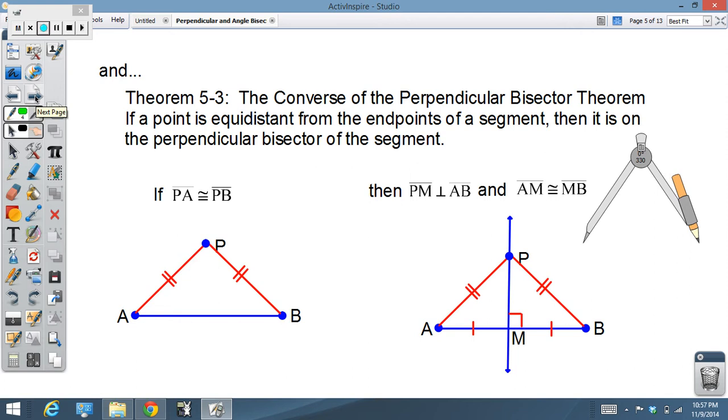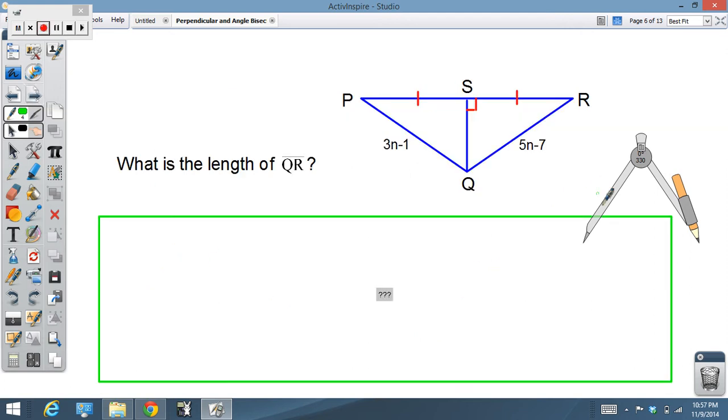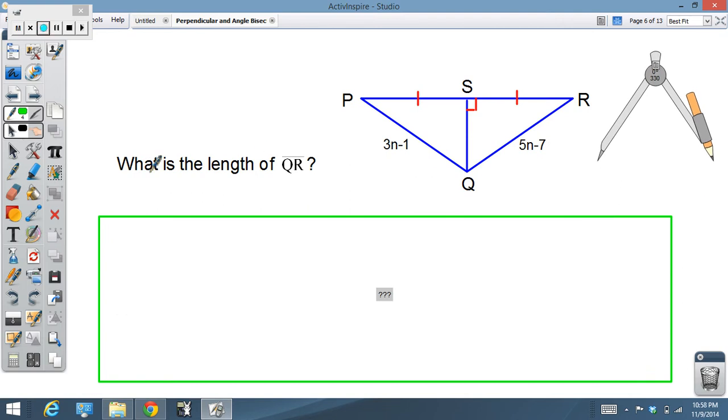Make sense? Study if you need. Okay, so here's how we use them in problems. So, what is the length of QR? Well, it's fairly obvious, I hope, that PS and SR are congruent, so PR is being bisected, plus that's a perpendicular line. Therefore, SQ is a perpendicular bisector, and if SQ is a perpendicular bisector, then point Q must be equally distant from R as it is from P. Or in other words, this segment must equal that segment.